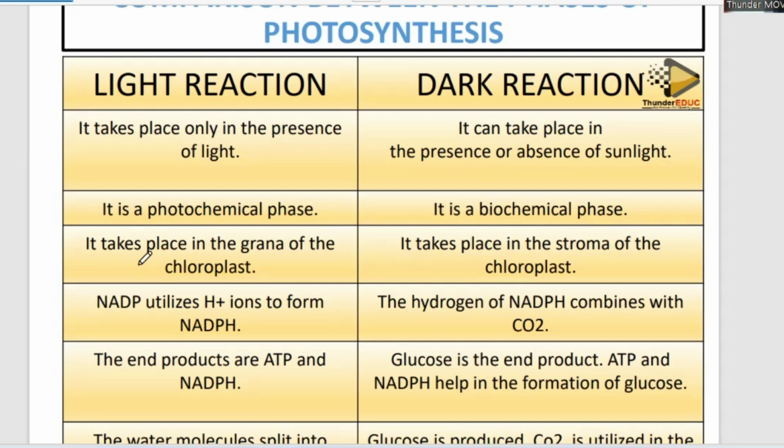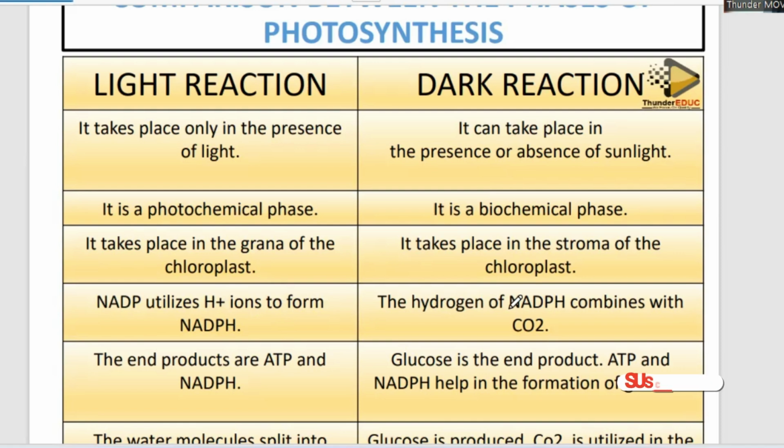The light phase takes place in the granum. Granum, remember, is the combination of different thylakoids which form this sac, which you call the granum. And then the dark phase takes place in the stroma. The stroma is the fluid of the chloroplast. That's where the reaction of the dark phase takes place. NADP utilizes hydrogen ion to form NADPH.